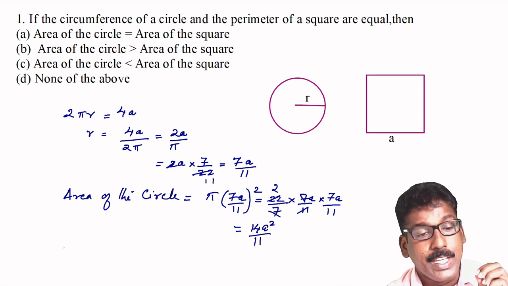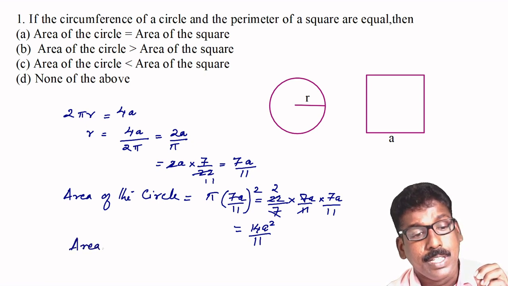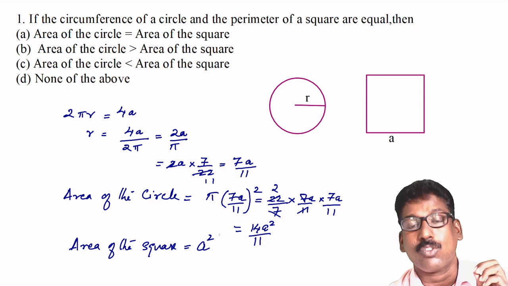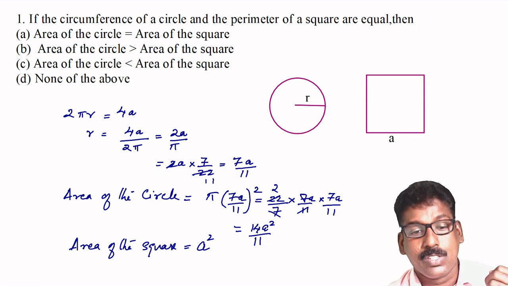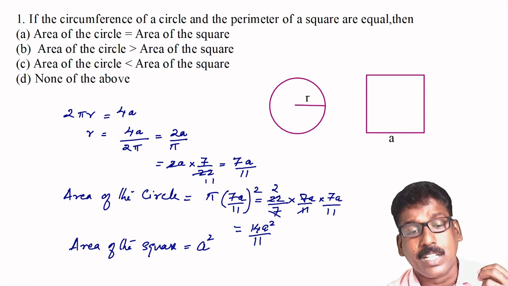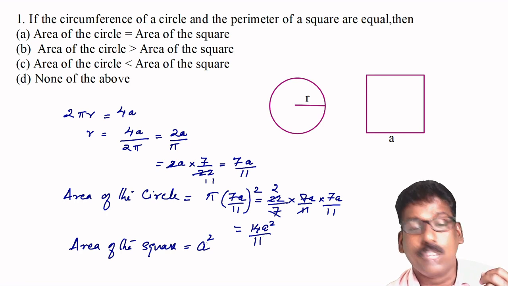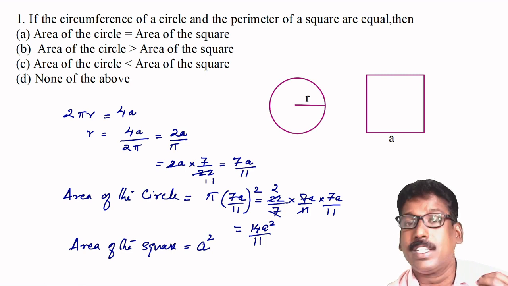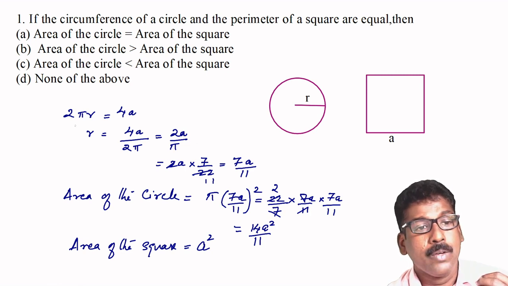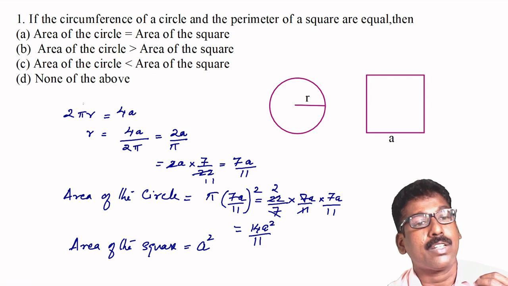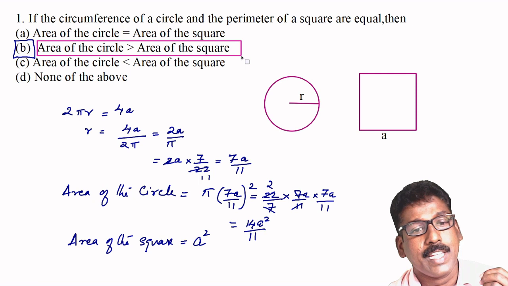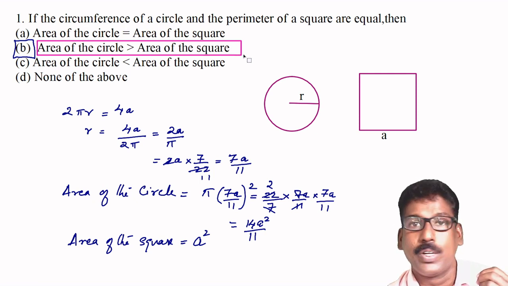Now, what is the area of the square of side a? Area of the square of side a is equal to a square. Now compare these two areas. The area of the circle is 14 by 11 a square. Area of the square is a square. Of course, area of the circle is greater than area of the square. So, option B is the correct option. That is, area of the circle is greater than area of the square.